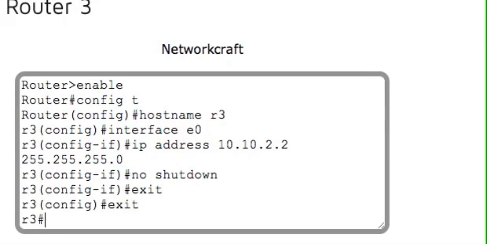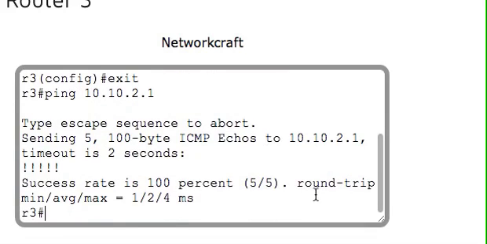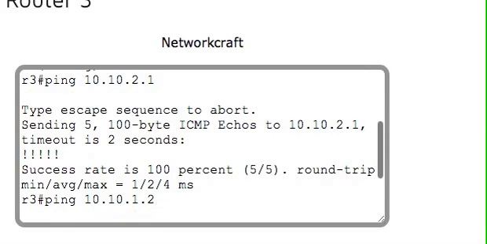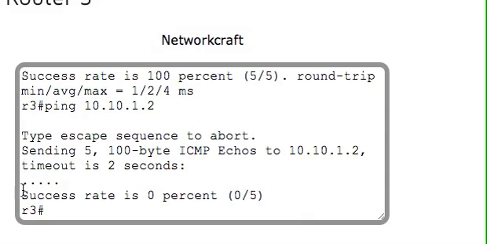Now, let's see if we can ping router 2. So ping 10.10.2.1. Should work. Alright, it does work. Okay. Now let's try and ping router 1 from router 3. So ping 10.10.1.2. And this should not work. You see here with the timeout and the periods here, success rate 0%, so it did not work. And let's look at why.